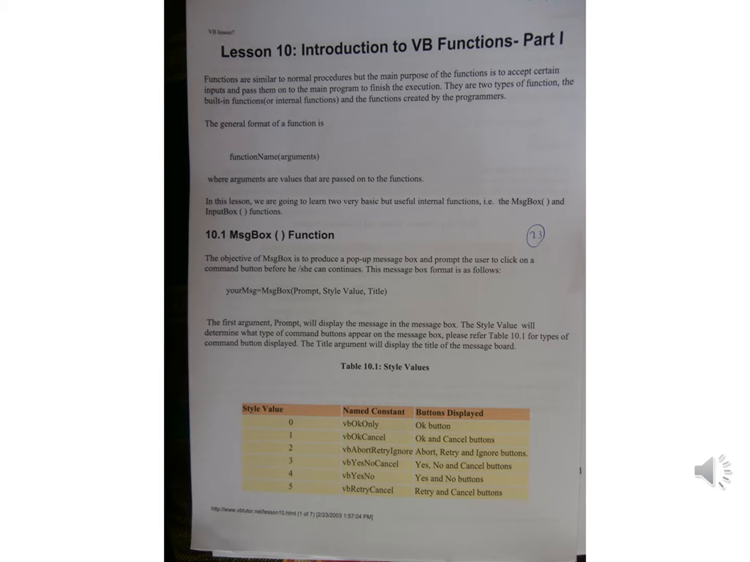There are two types of function: the built-in function, or internal function, and the functions created by the programmer. These are the two kinds of function included for the VB program. The built-in functions are already included in the program, while the programmer needs to create the other functions. The general format of a function is the function name and, in the brackets, the argument. So this is the general format.